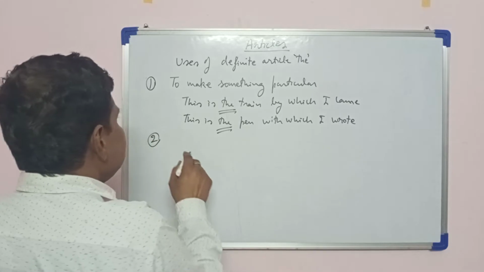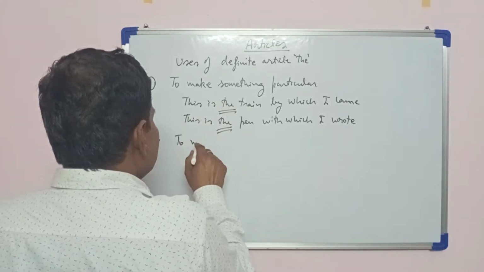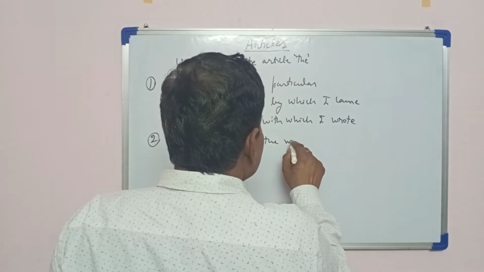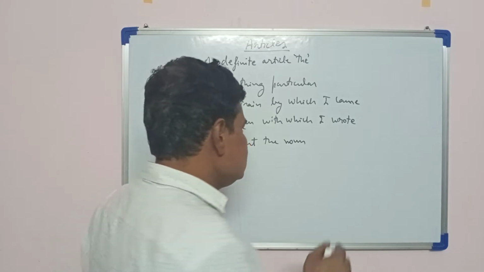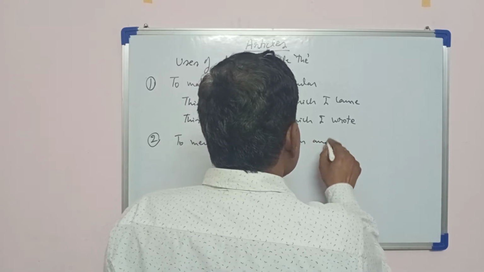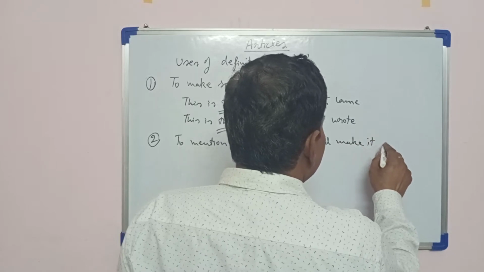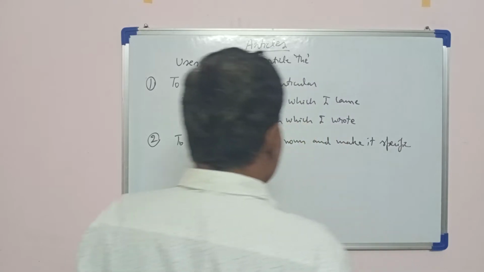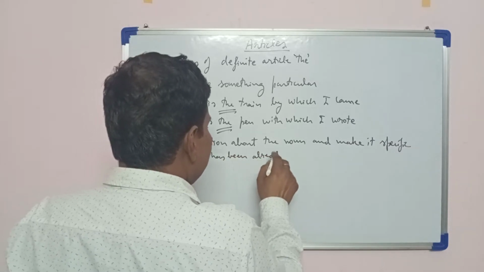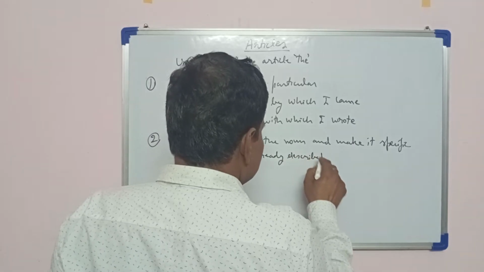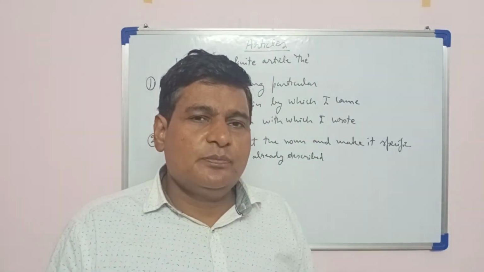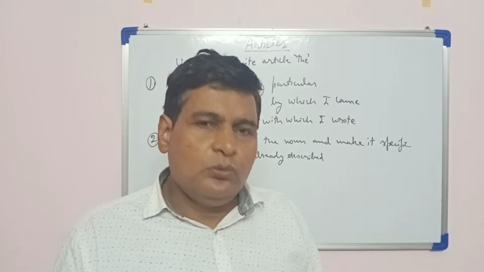Now second use, to mention about the noun and make it particular, make it specific, which has been already described. A noun which has already been described or mentioned by us, if we want to make that noun particular, then what we do? We use the definite article.